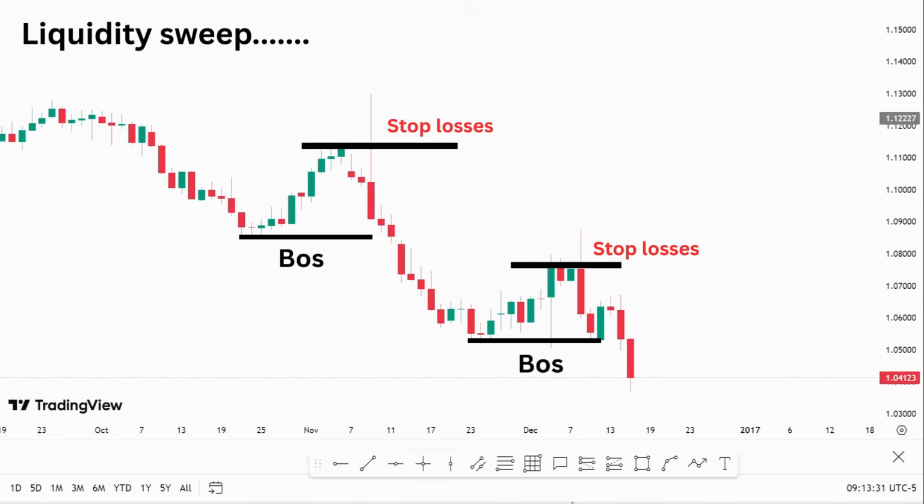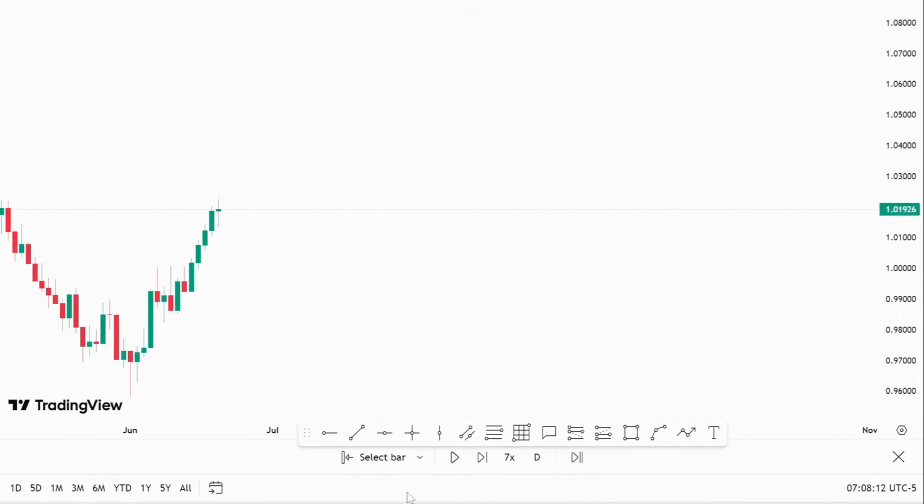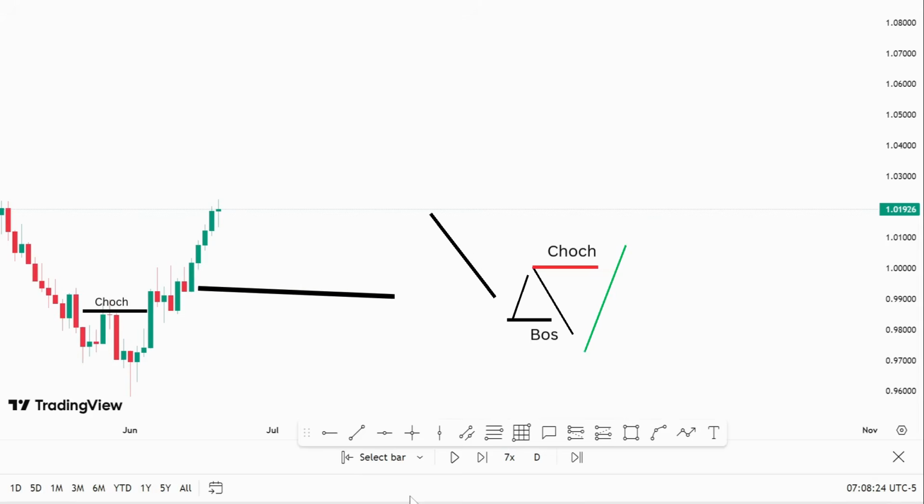Now that we have covered all the conditions that validate a key supply or demand zone, let's combine them in real chart examples. Here, we have AUD/USD daily chart. The market was in a downtrend until buyers stepped in and pushed price to the upside, breaking the recent structure high. This created a change of character, pointing at a change of price delivery from bearish to bullish.